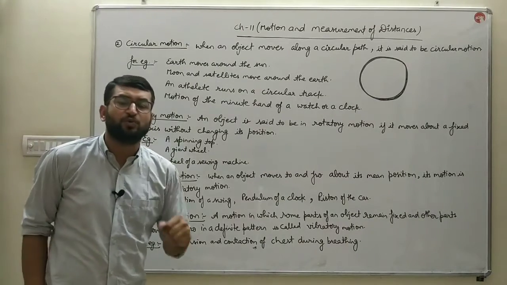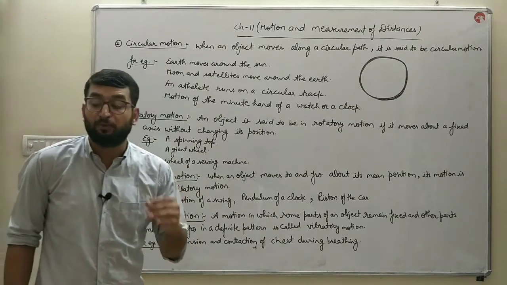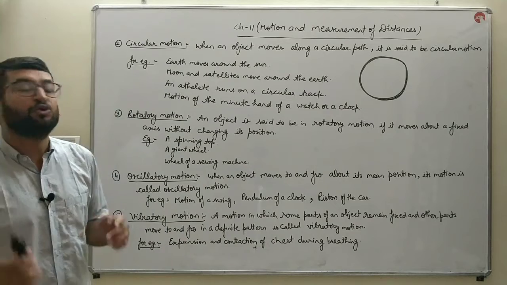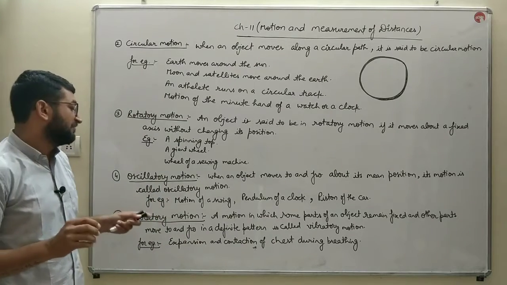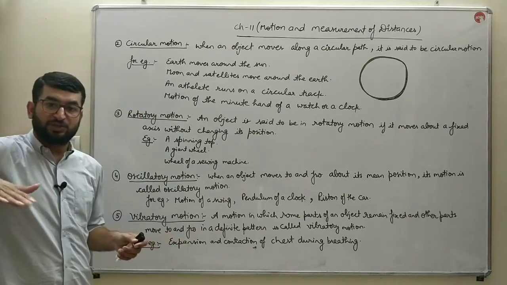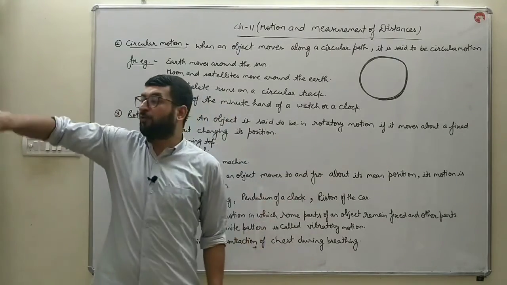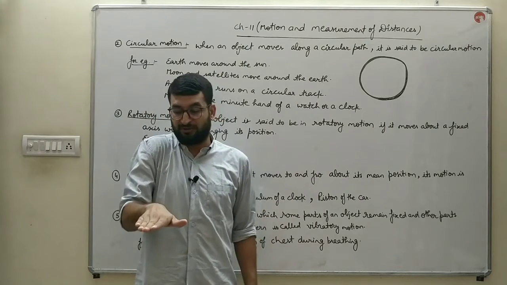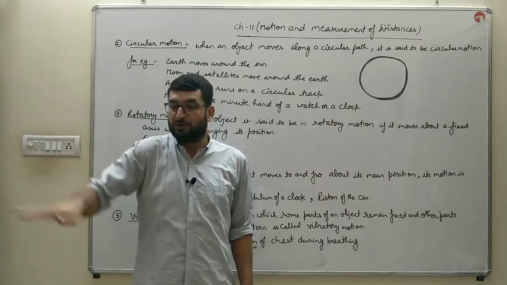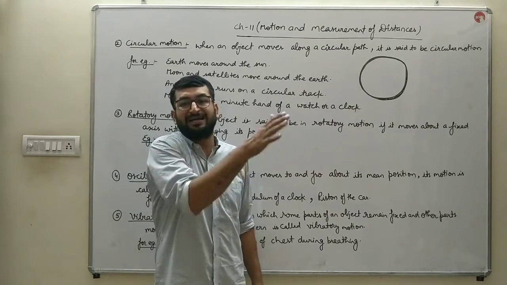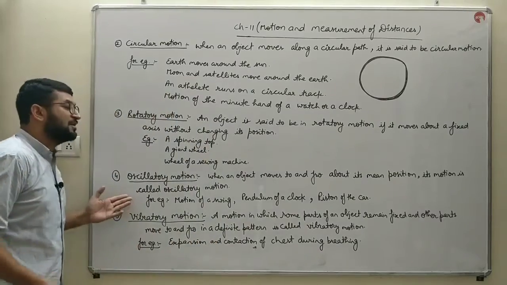When an object moves to and fro about its mean position, then that motion is known as oscillatory motion. You must have observed the motion of a swing. The swing always moves to and fro about its mean position. Let us suppose that's the mean position. So it will go first this way and then that way, back and forth, back and forth. So this movement is known as oscillatory motion.